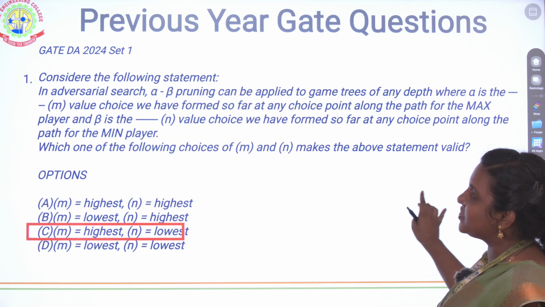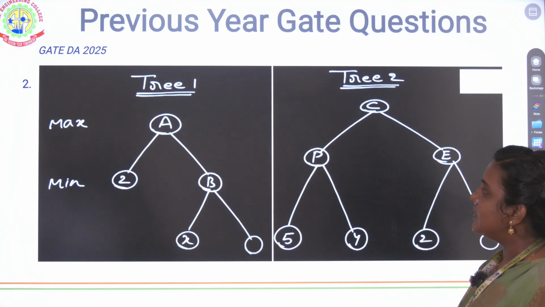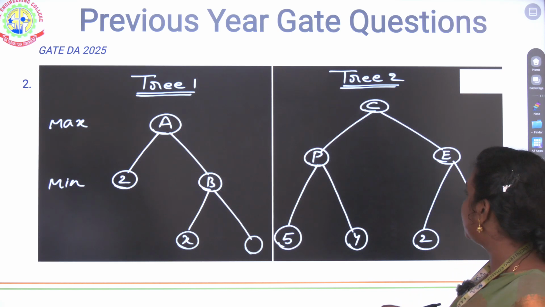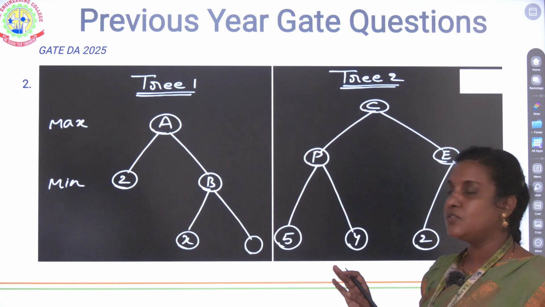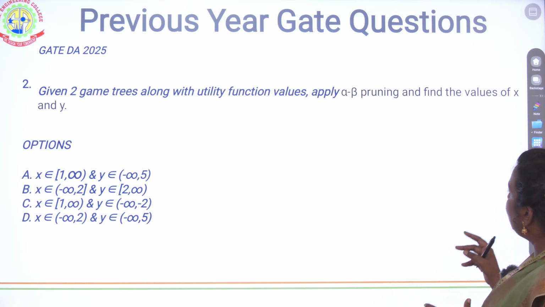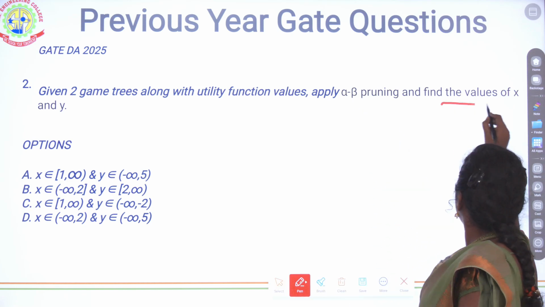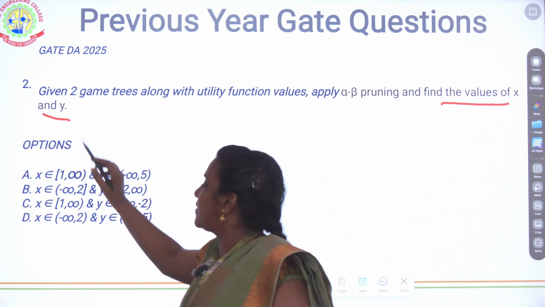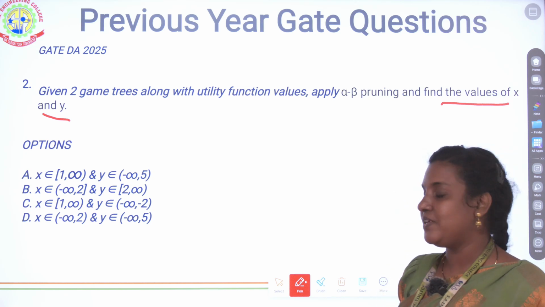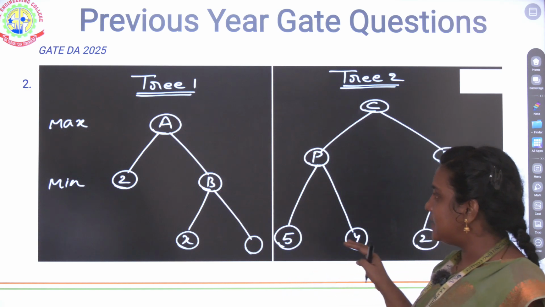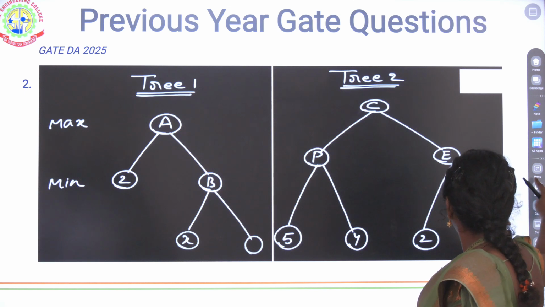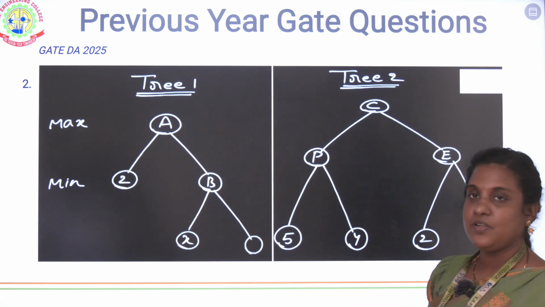Okay. The next question was asked in 2025, and the previous question was asked in 2024. Here they have given two game trees and they are asking us to apply alpha-beta pruning and find the values of x and y. They have given some options, and we have to choose what the x value will be and what the y value will be.